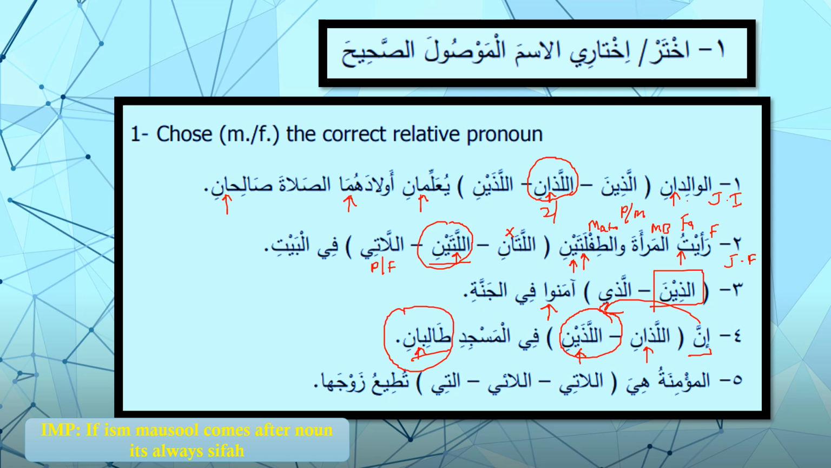المؤمنة هي. This is مبتدأ and جملة اسمية. It's جملة اسمية. مبتدأ هي. Now هي has been used. Let's read the sentence. تطيع زوجها. Now هي، اللي or مؤمنة. It's a singular noun. So we are going to use single. التي. Cannot use the plural feminine. We cannot use this, this is also plural feminine. So singular feminine, because this noun is singular feminine.